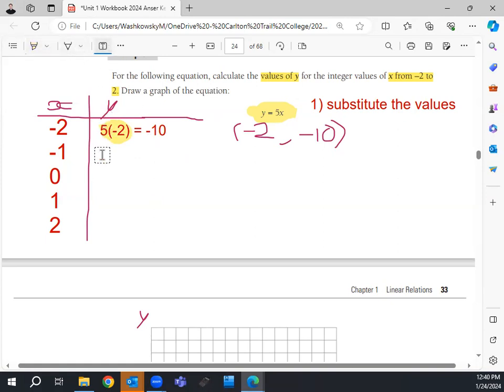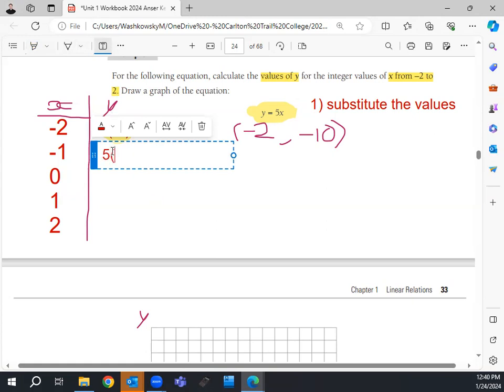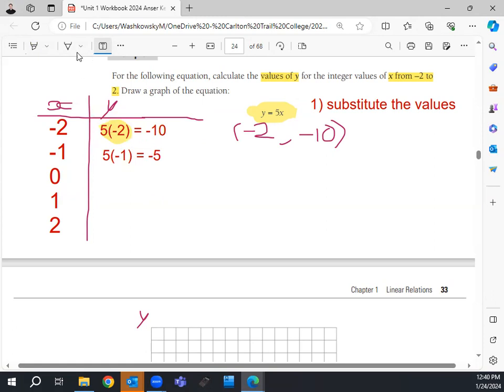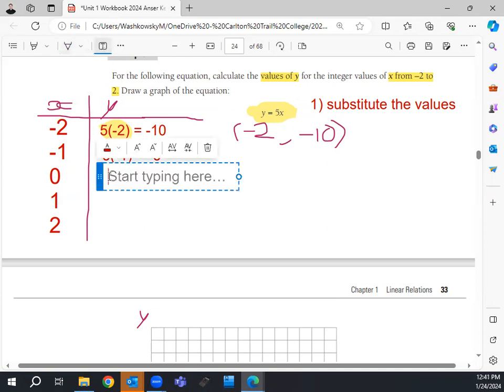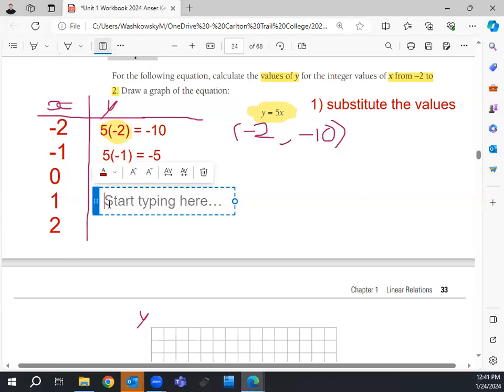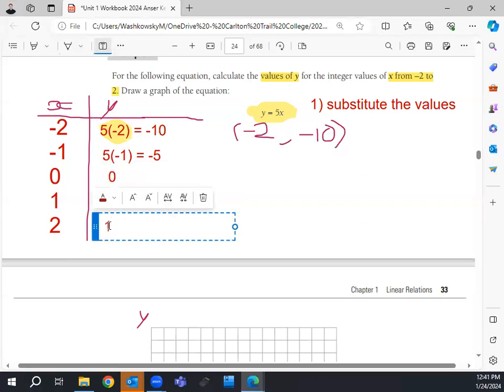I'll do it once more here, but 5 times -1 is going to give you -5, right? You don't need to write that in. I'm just showing this because it's an example. Now, what's 5 times 0? 0. What's 5 times 1? 5. And 5 times 2 is obviously 10, right? So this is showing the x coordinates and the y coordinates. I now have plots. I can use that to generate a line.